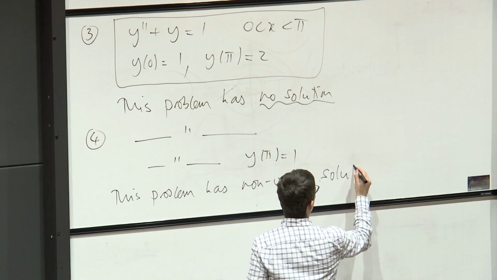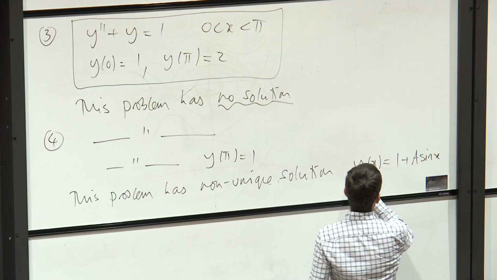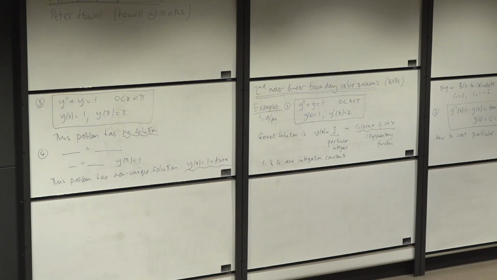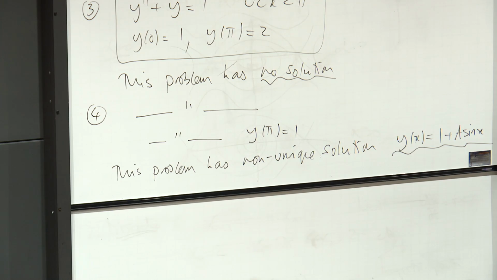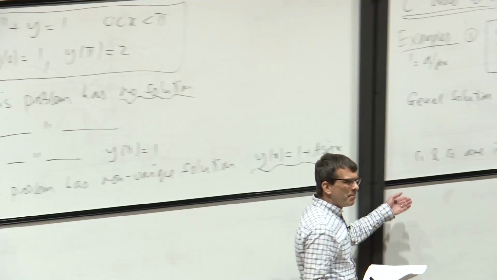So it's got non-unique solution, and actually I'll just write this down. So just 1 plus a sine x works for any a. Okay. So this is just supposed to illustrate what the issues are with boundary value problems. And so I'm just going to note this down. What are the main questions that we're going to be trying to answer in this bit of the course?